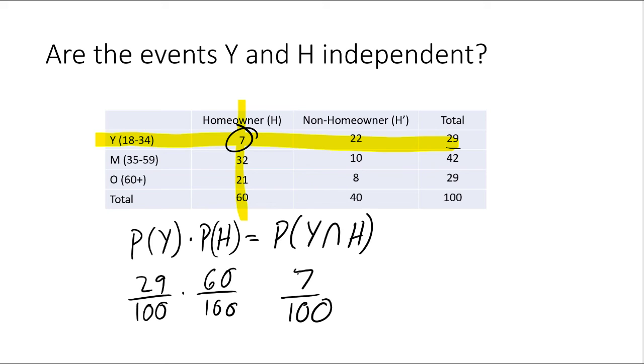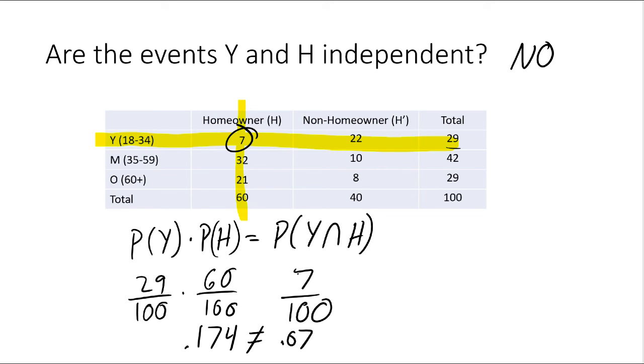Okay, so you'll notice none of these are conditional probabilities. So we would multiply 29 out of 100 times 60 out of 100. That's going to give us 0.174. And then 7 out of 100 is 0.07. And of course, those numbers are not equal to one another. So the answer to this question, are the events Y and H independent, is no. So just like we kind of figured, homeownership is dependent on age.